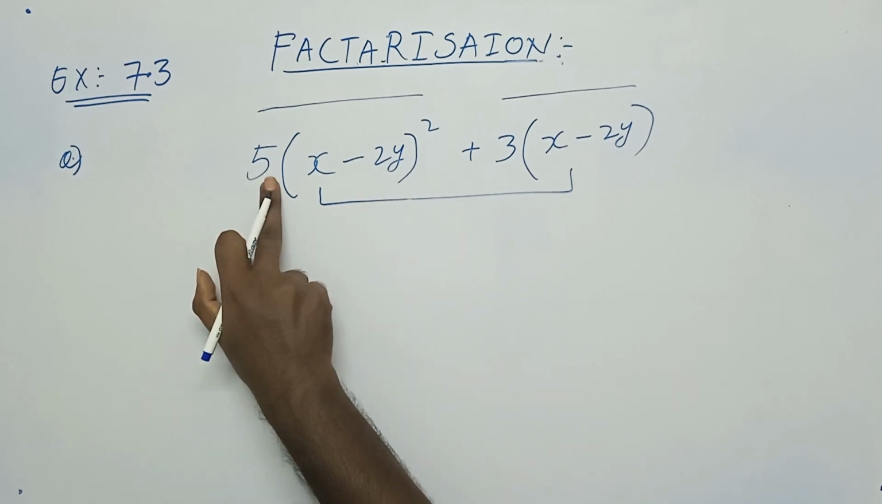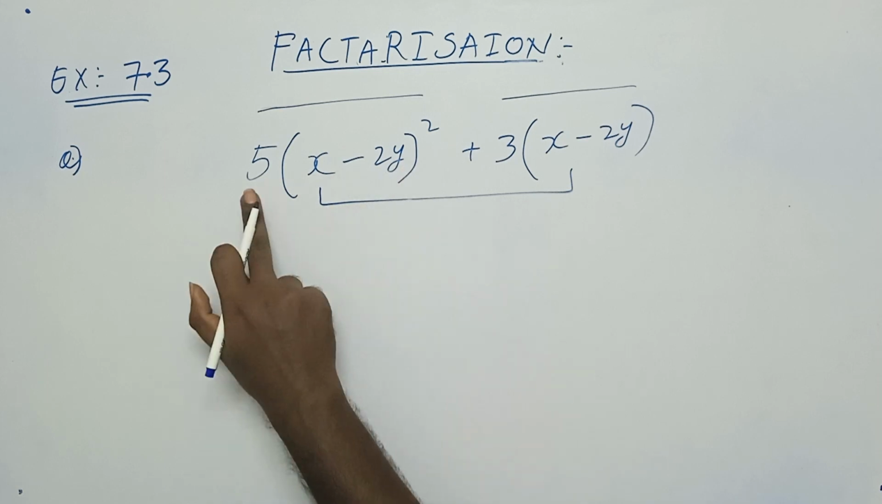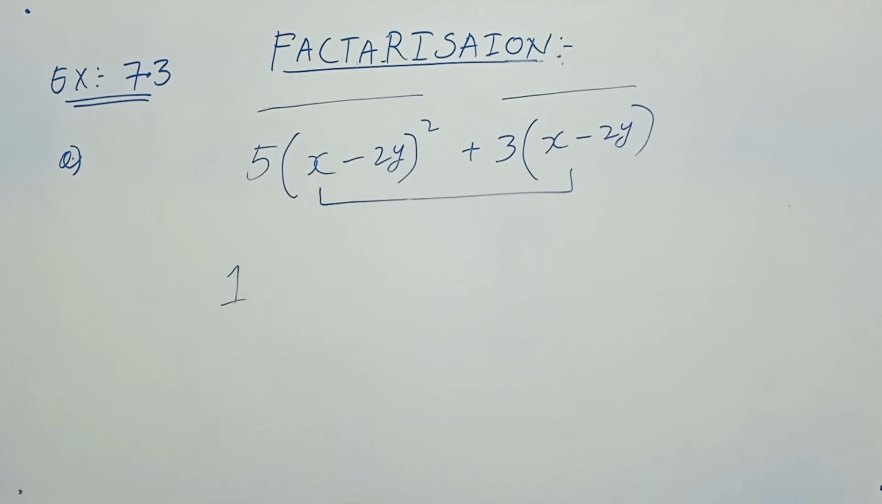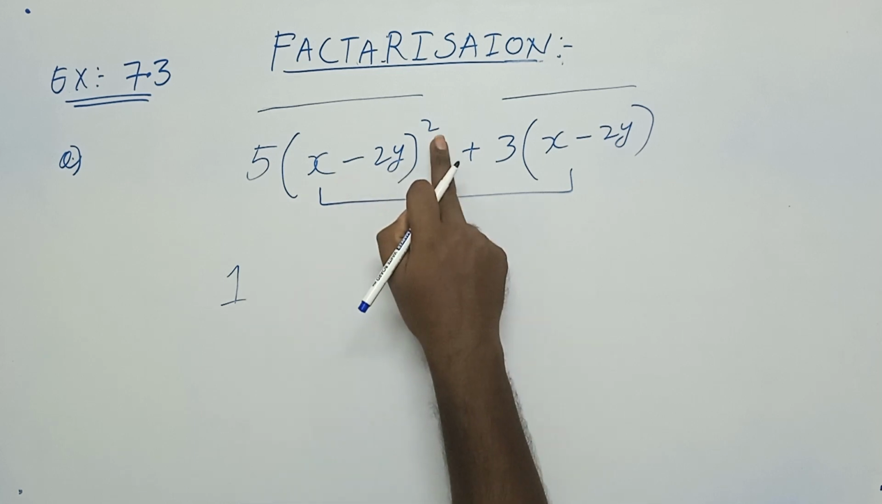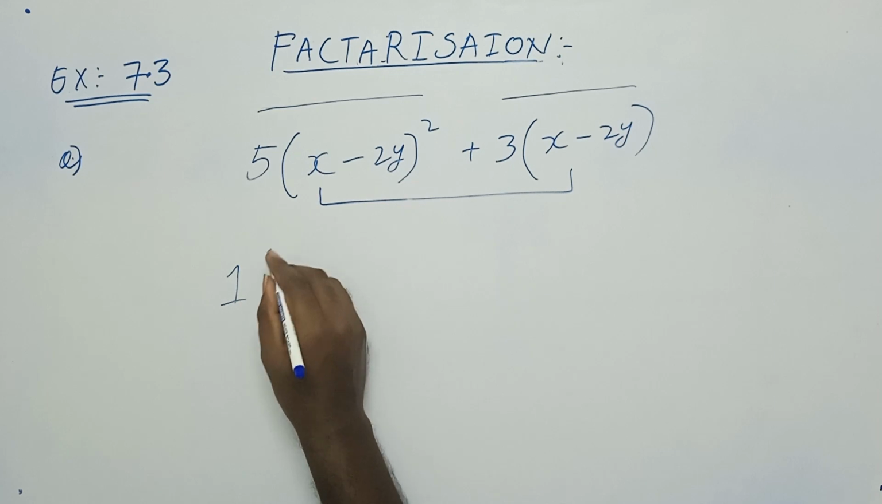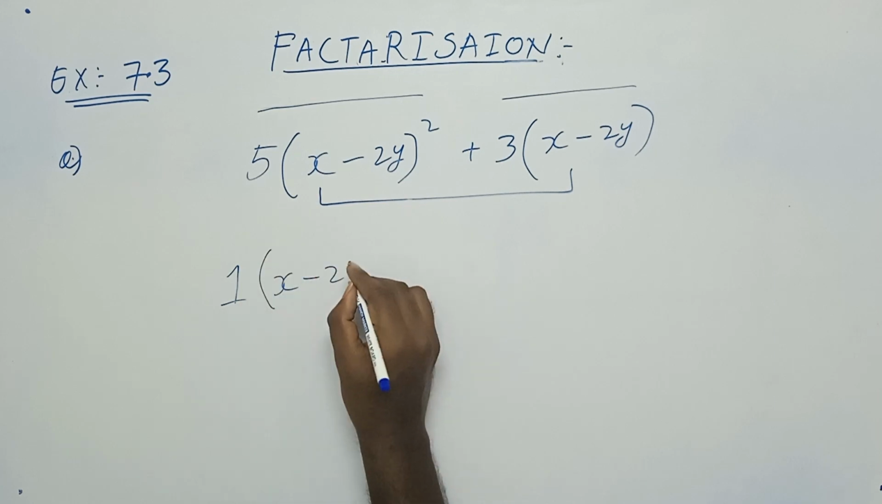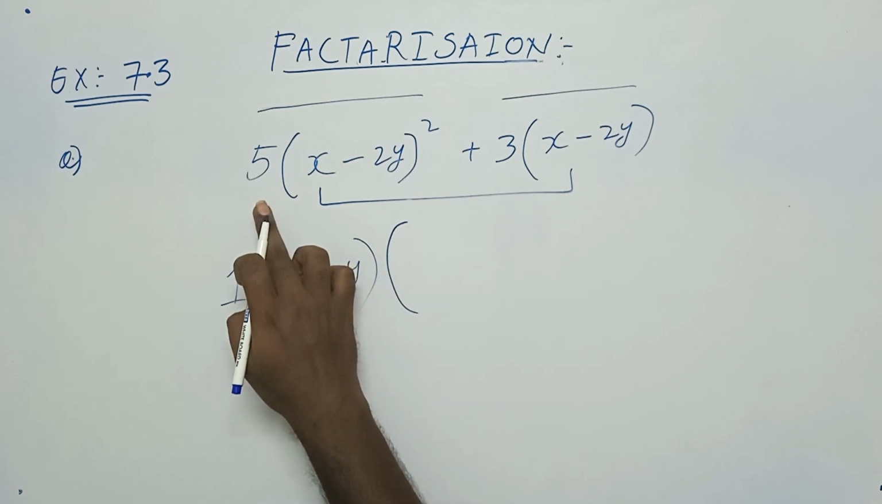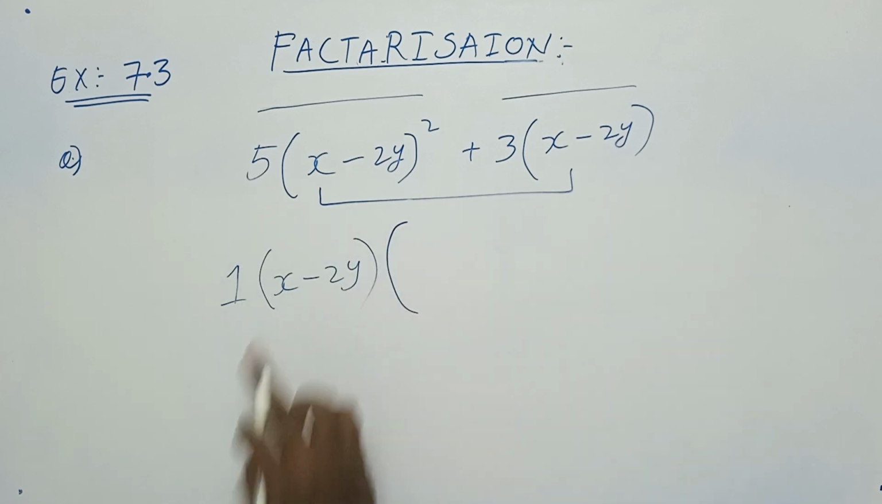So first of all, let us take the common of 5 and 3. What is the HCF of 5 and 3? It is 1, right? And for (x − 2y)² and (x − 2y), what is their HCF? (x − 2y) is the HCF. Now we are going to divide this whole expression by (x − 2y).